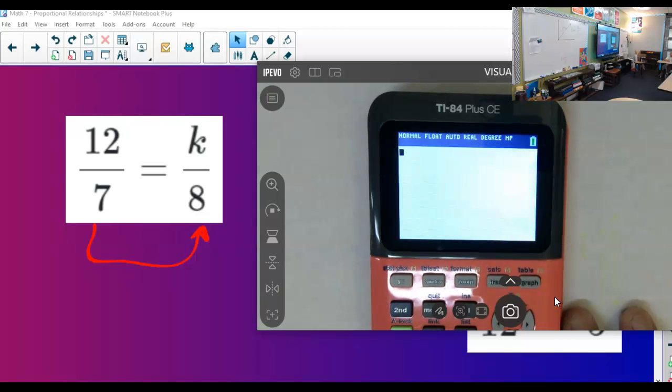Do you know how to go from 7 to 8? I don't. Do you? Yes! We can do 8 divided by 7.